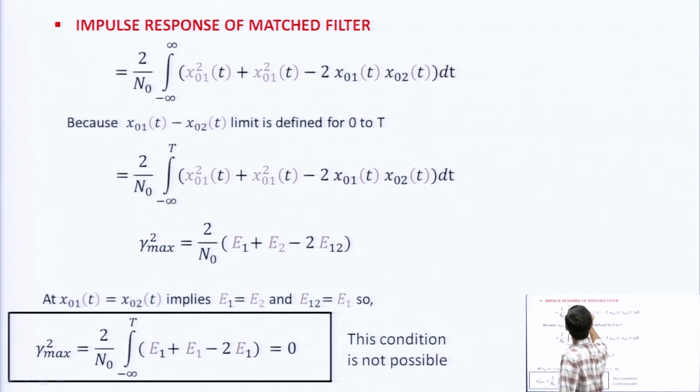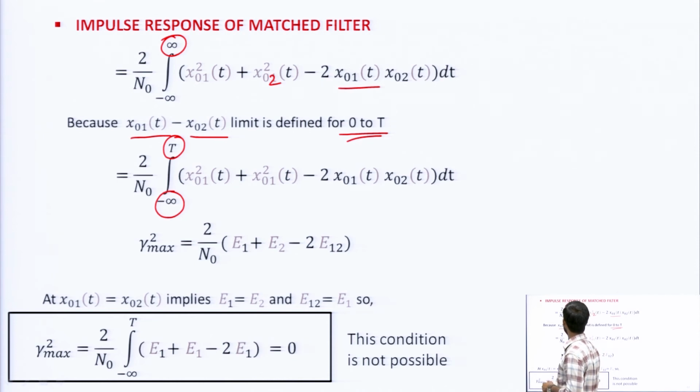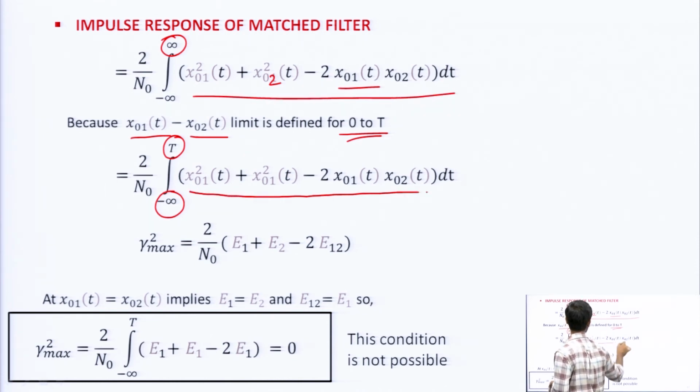So, x naught 1 square of t, and this is your x naught 2 square of t, minus 2 times x naught 1 of t into x naught 2 of t. Because x naught 1 of t minus x naught 2 of t, the limit is defined for 0 to t. This limit is already defined for a time period. That is why, instead of infinity, I can write minus infinity to capital T, and the rest is the same.